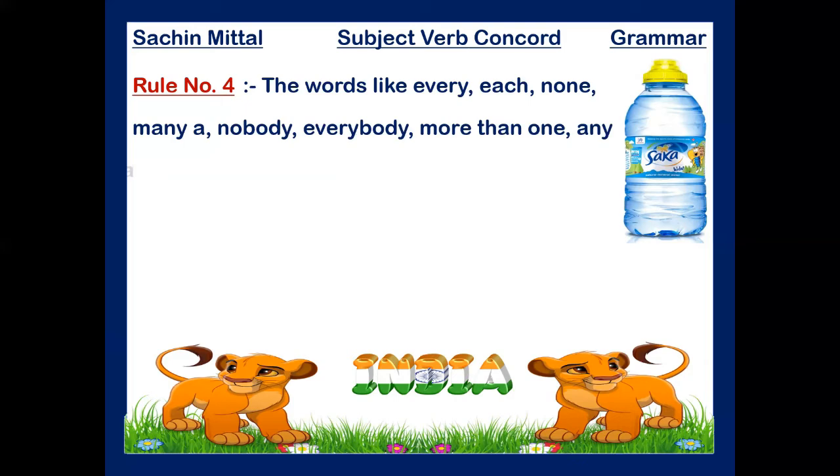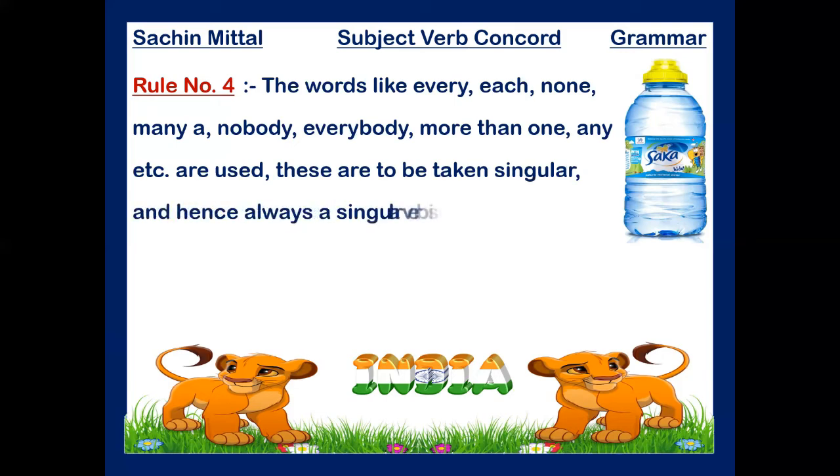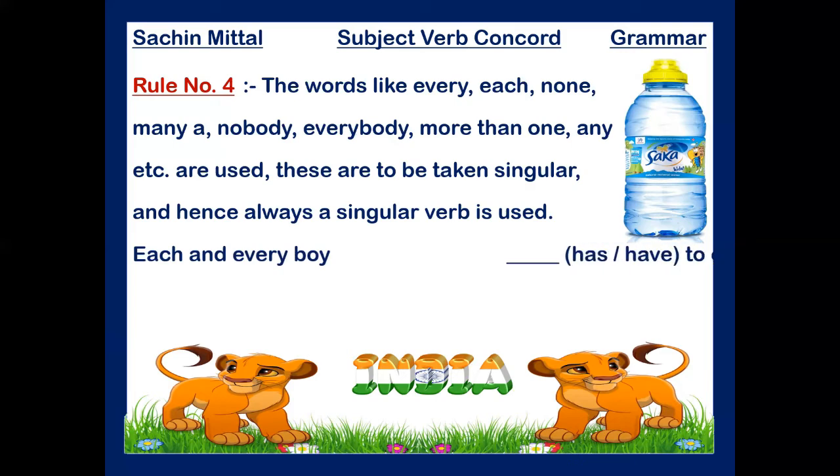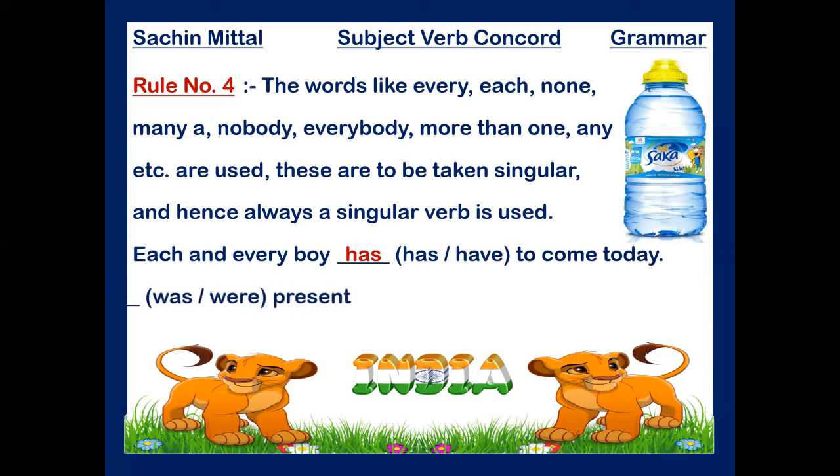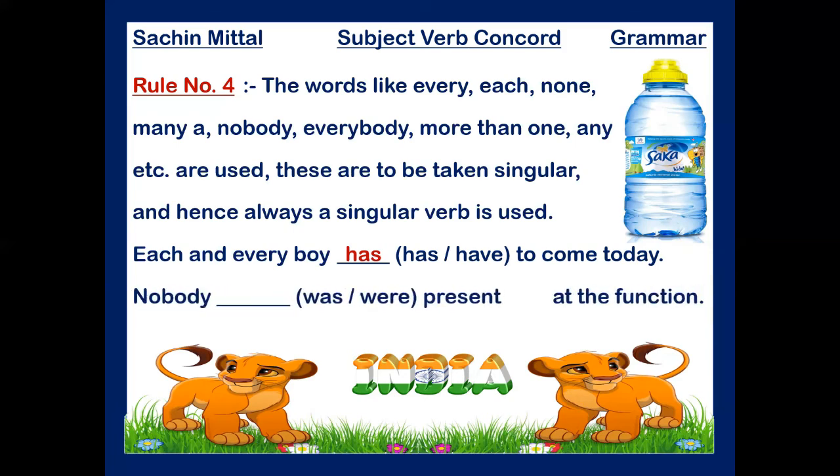Whenever we are to use any of these words in a sentence, like each, every, none, many a, more than one, any, nobody, no one, somebody, someone, all these words are always to be taken as singular. And because these words are to be taken as singular, always a singular verb will be used. Am I clear? Okay.